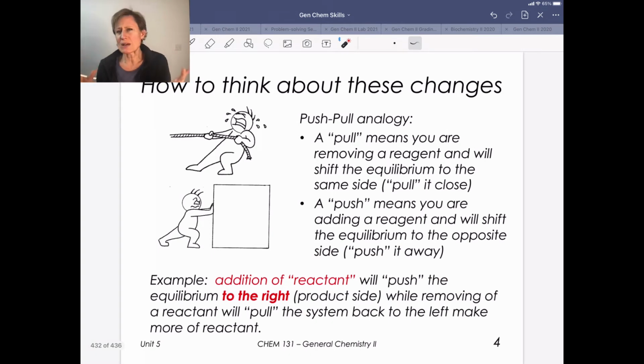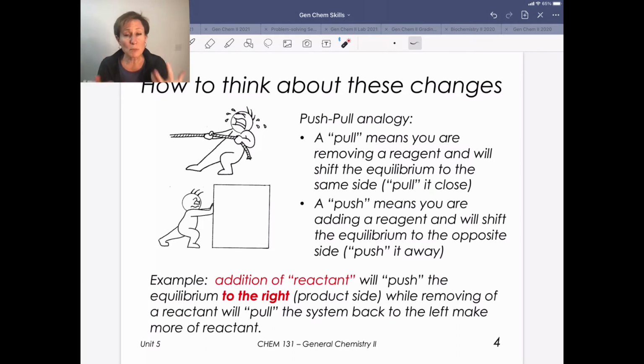All right, so how do we think about this qualitatively rather than quantitatively? I want you to think about a push-pull analogy. When we talk about a pull, we're talking about removing a reagent, and the equilibrium is going to shift to the same side. It's going to pull it close. Imagine a curtain rod with curtains on it and a drawstring on either side. If I pull on that drawstring, it's going to move the curtains over that way. I'll shift my equilibrium to the right. If I pull on the other side, it's going to shift in the opposite direction.